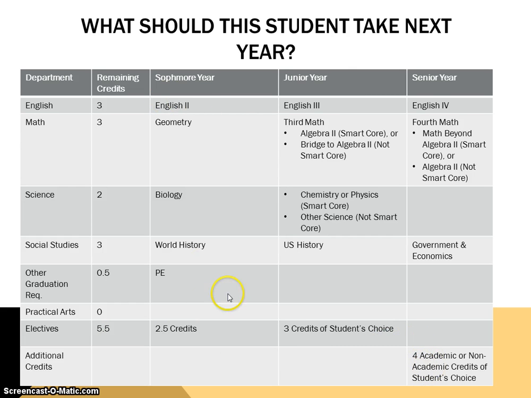And I've just filled the chart out to show you what this student may be taking in future years. For sophomore year, the student would take English 2, geometry, biology, world history, and PE, which is 4.5 credits. Every student must register for 7 credits worth of classes, however. So to equal 7, the student must take 2.5 credits of electives during the sophomore year to make 7 total credits.